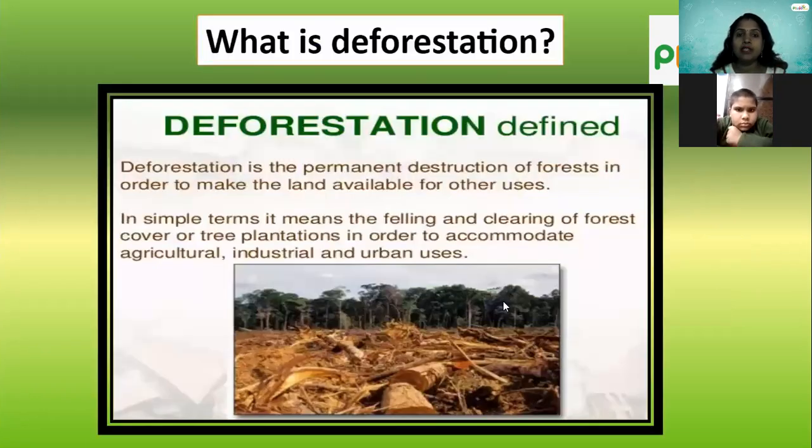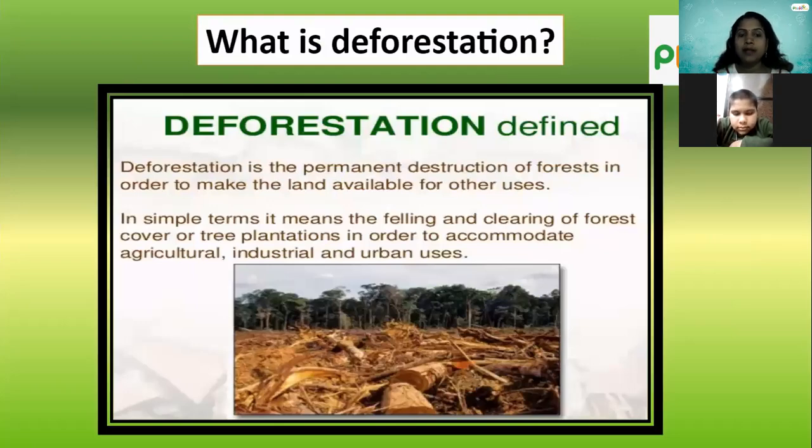So what is deforestation? Deforestation is defined as the permanent destruction of the forest. Can you see? It is the permanent what? Destruction. What do you mean, lost? It will not come again. So it is the permanent destruction of forest in order to make the land available for other uses. Why is deforestation happening? For industrial, agricultural and urban uses. So for this, they are cutting down the trees.